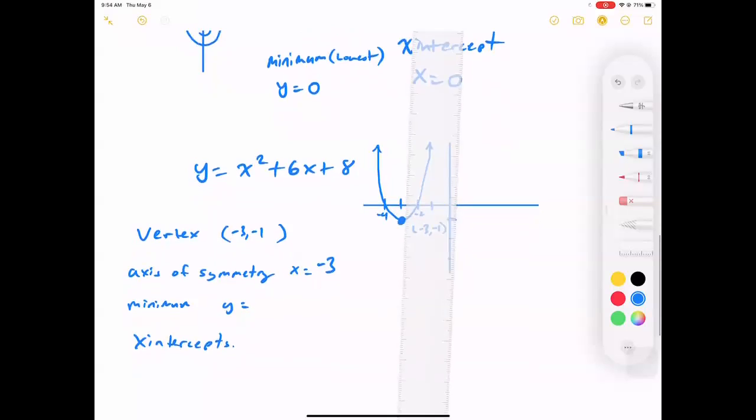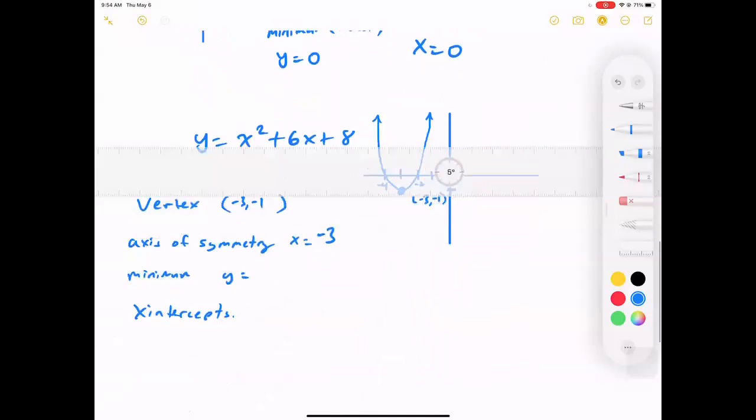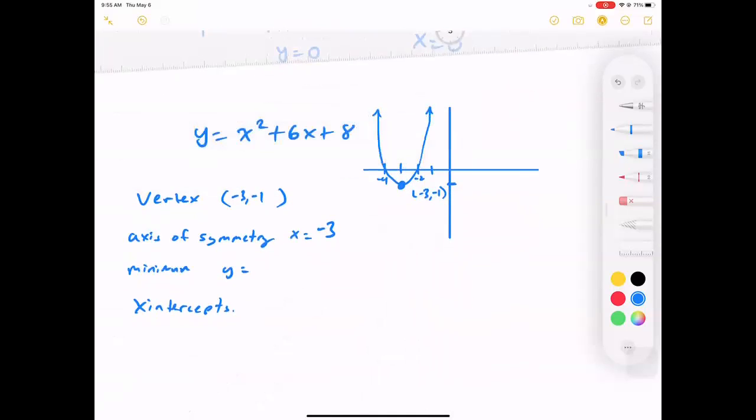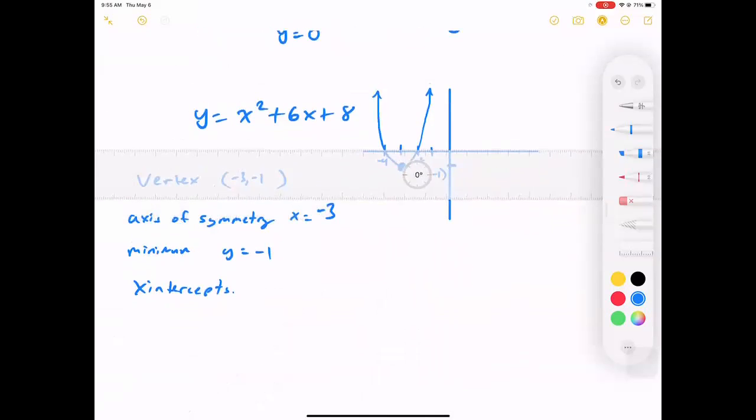And then the last one: what's the minimum? What's the lowest value? Let's take a look. This graph shoots up, so we don't have a maximum, but the lowest value we get to is -1. Any x-intercepts? When does this graph touch 0? It happens in 2 places, and we are able to solve for it: when x is equal to -4 and -2. And that's it.